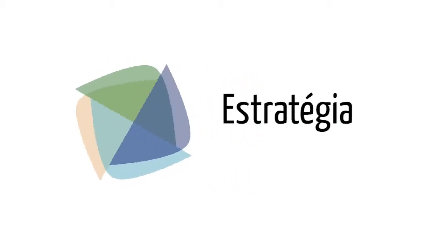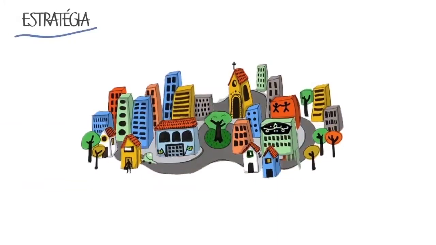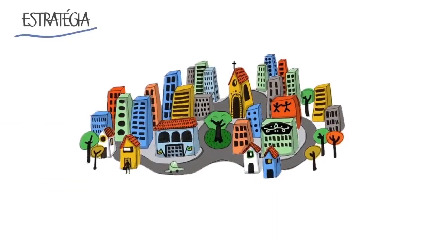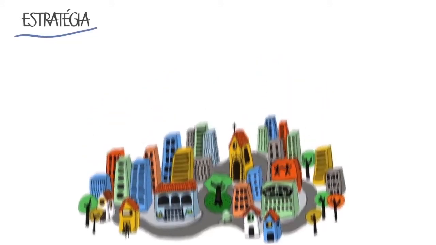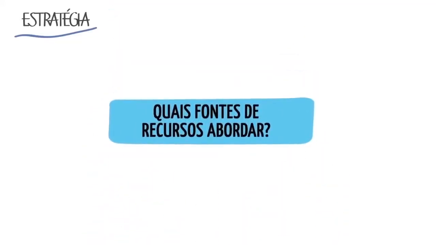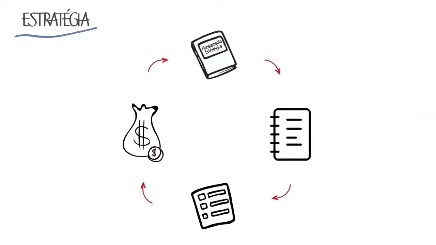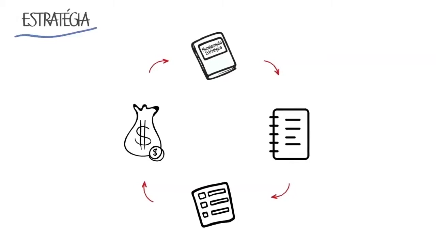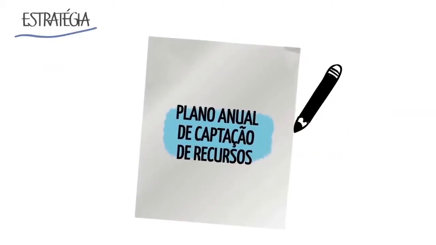Now let's go to the third step, strategy. If all the project details are clear and have been documented, the next step is to elaborate the fundraising strategy. It is time to plan what resources to call on, so as to trace the best strategy for every project appraised. Having the strategy set, you can make the annual planning for the institution's fundraising.